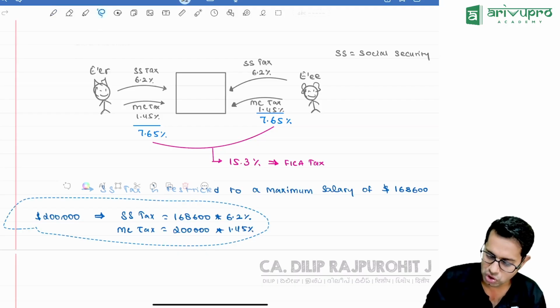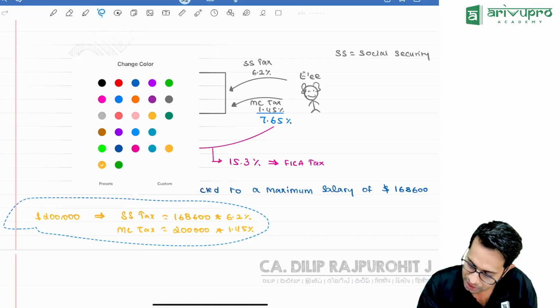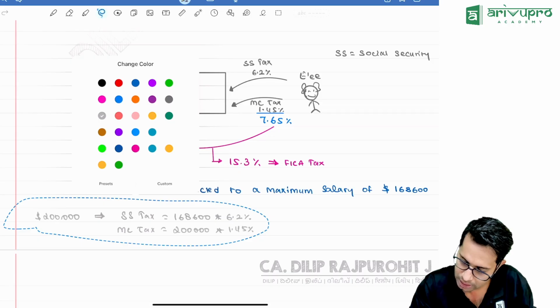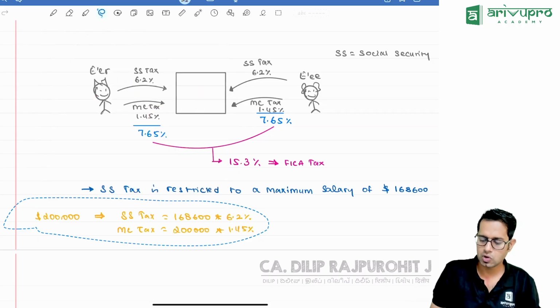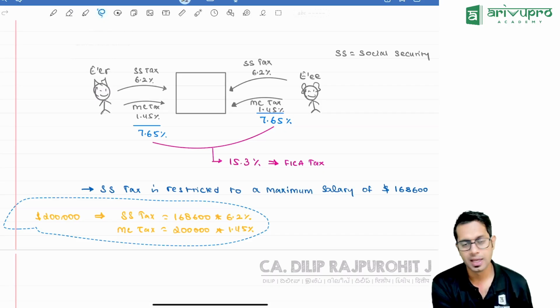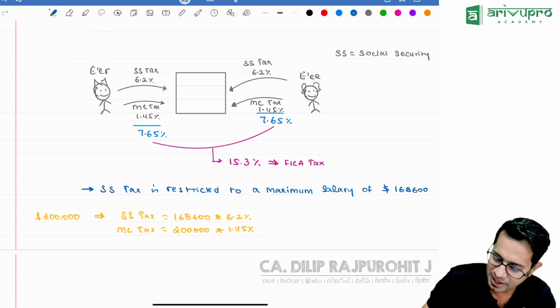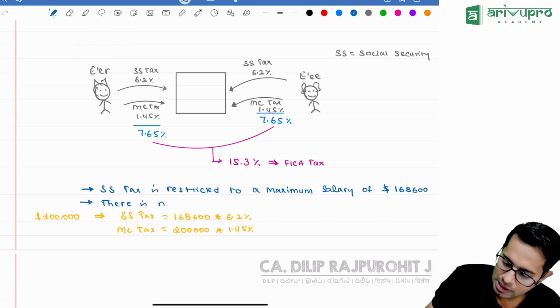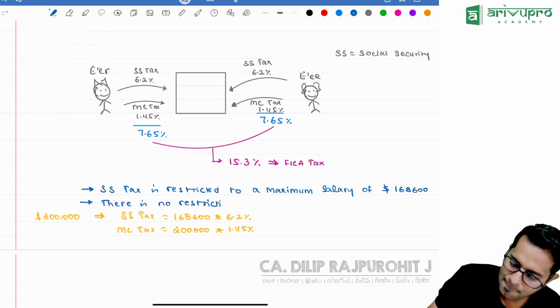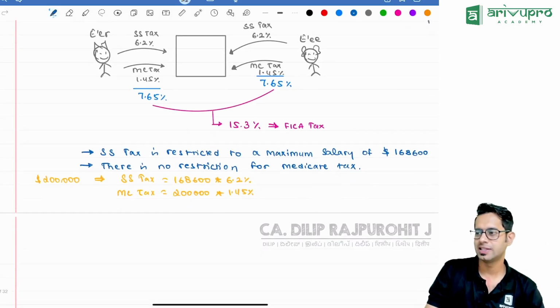So irrespective of how much salary you are earning, the maximum amount on which it will be calculated will be restricted to what, sir? It will be restricted to $1,68,600. Now, is there any restriction on your Medicare tax? No. So we'll write this point also. There is no restriction for Medicare tax. So on what amount will Medicare tax be collected? Is there any restriction? Answer is no.